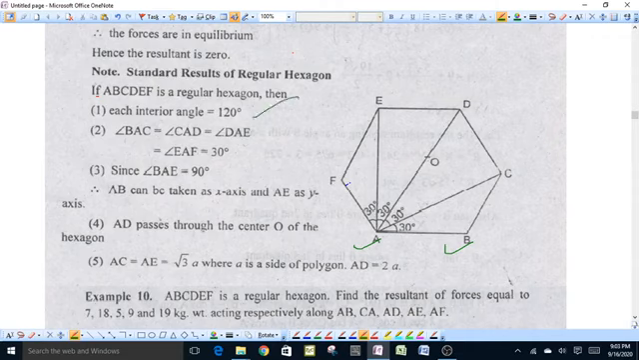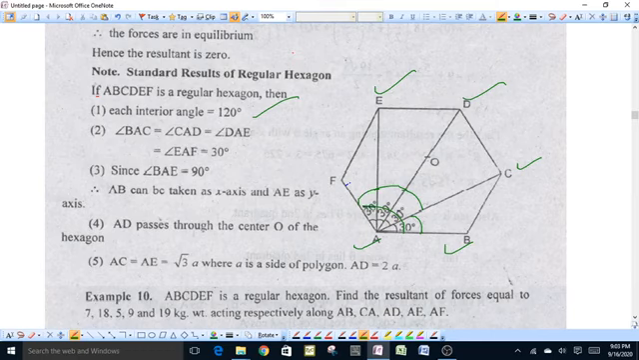First one. And if we join A and C, A and D, A and E, then angle BAC, angle CAD, angle DAE and angle EAF will be equal to 30 degree, because total angle BAF is equal to 120.